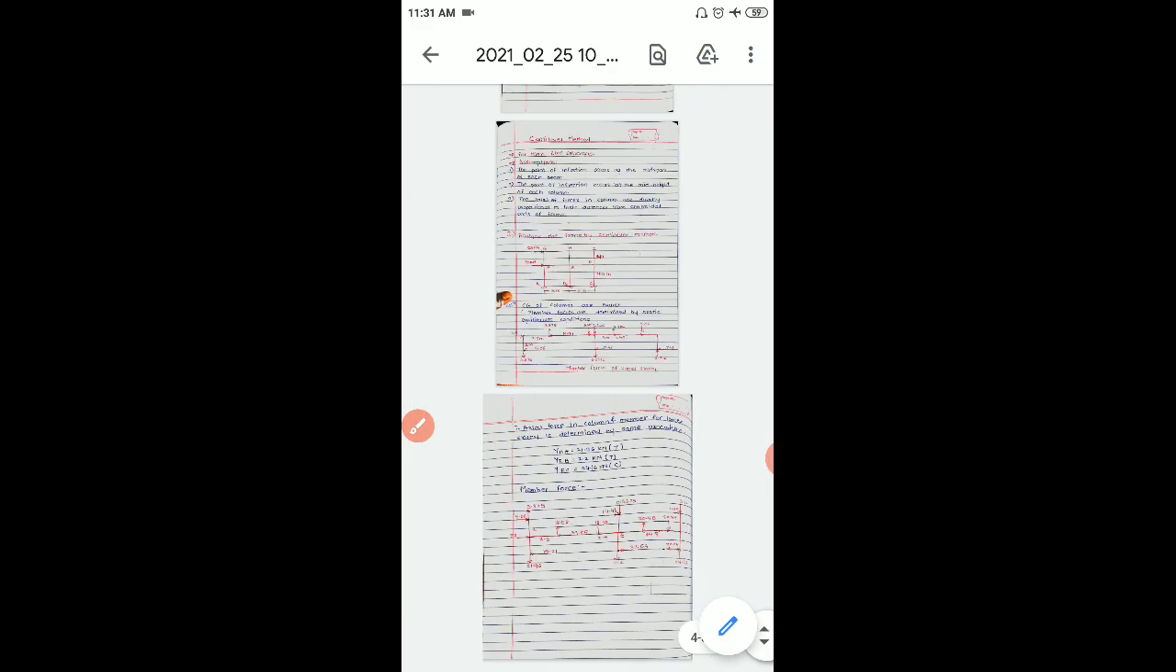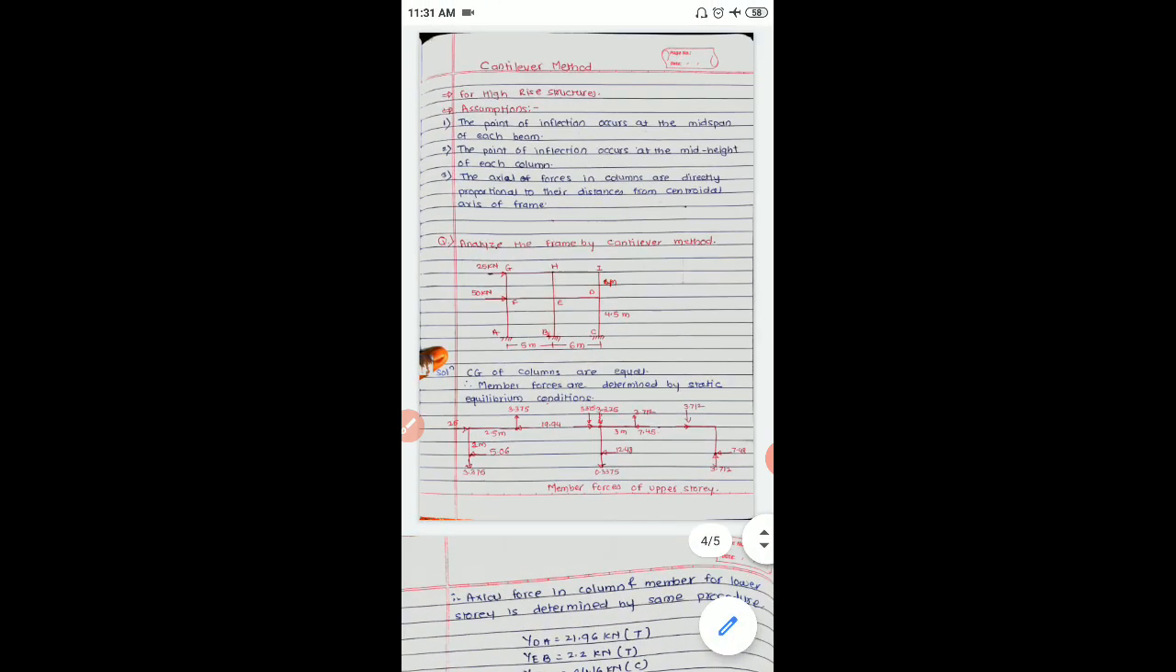So this will cover our topic of approximate methods. Here we have studied the portal frame method and the cantilever frame method, and why we do this approximate method of analysis: it is for frames. The portal frame method is for low rise structures or frames, and the cantilever method is for high rise frames and buildings.